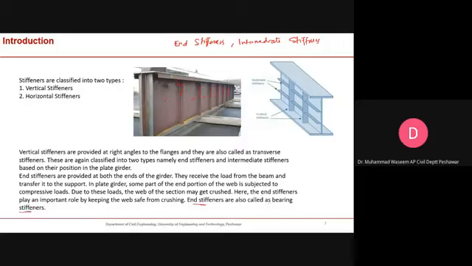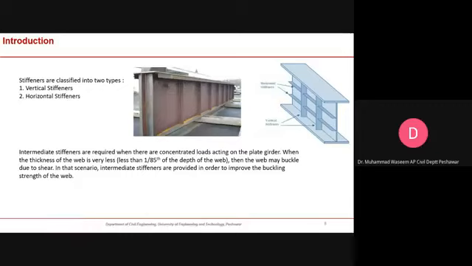And this concept is very similar. Stiffeners, you can say, are like bracing of the girder. And apart from vertical stiffeners, you also have horizontal stiffeners. Now this is something about the intermediate stiffeners.